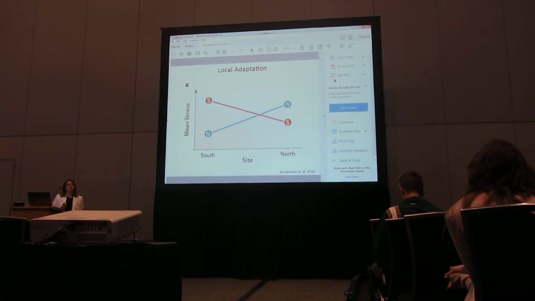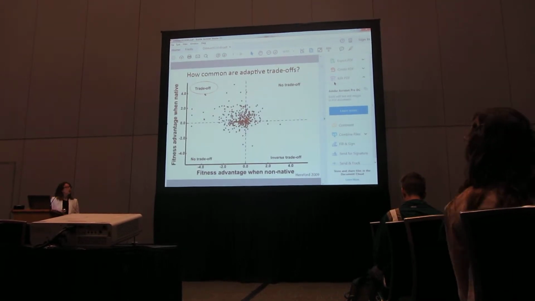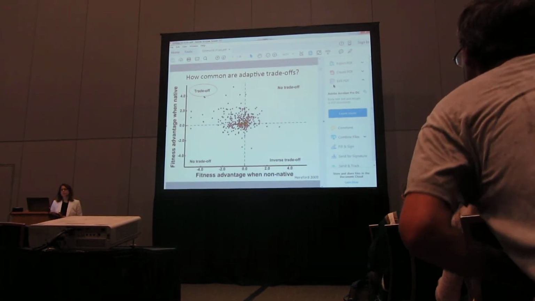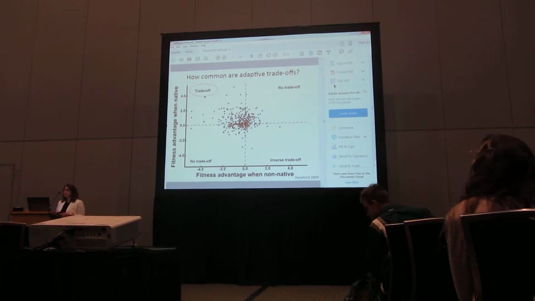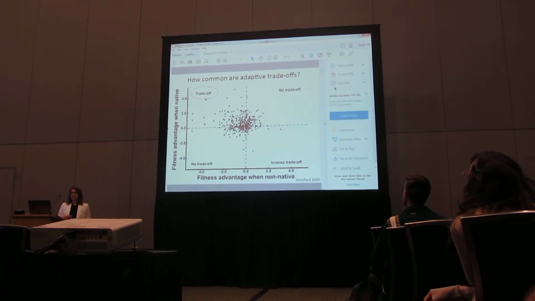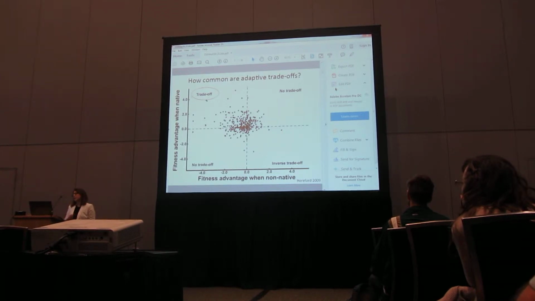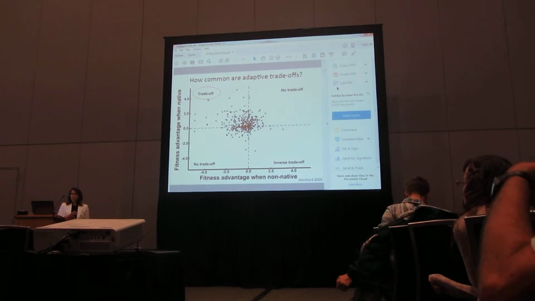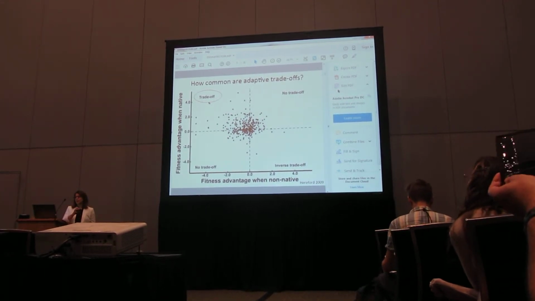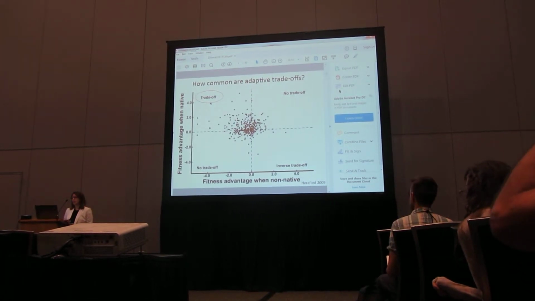And I'm really interested in this question of reciprocal local adaptation or fitness trade-offs. Thinking about how common trade-offs are is a really interesting question. This meta-analysis by Hereford in 2009 reviewed reciprocal transplant studies to see how often populations had fitness advantages when they were native and disadvantages when they were non-native. Those points are indicated in that upper left quadrant. We see trade-offs were the most common pattern observed, but only 45% of the data points fell in this quadrant. So it's interesting to think about why less than half of the time we actually observe fitness trade-offs.